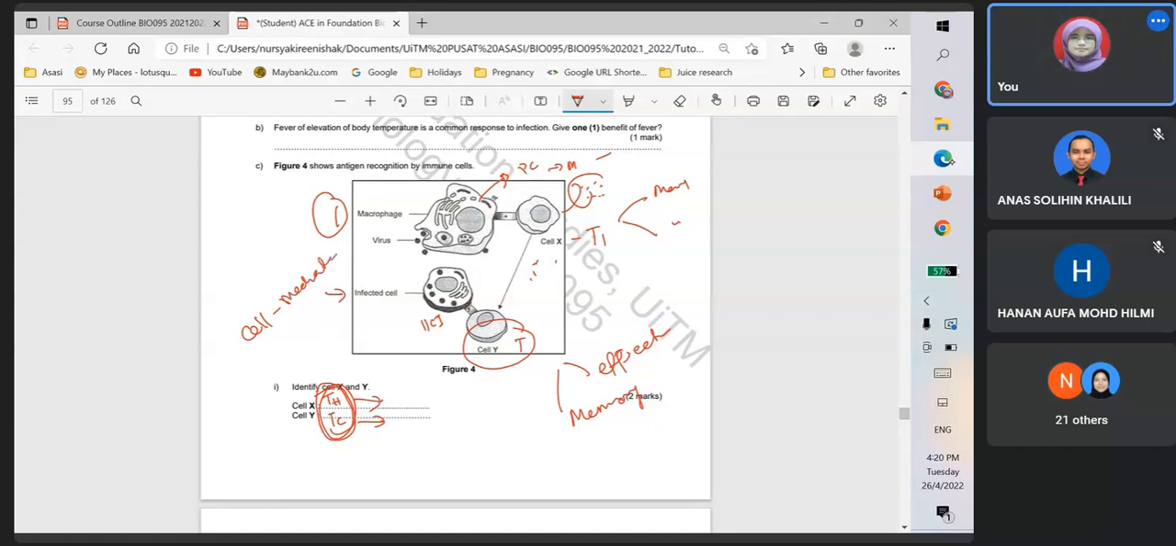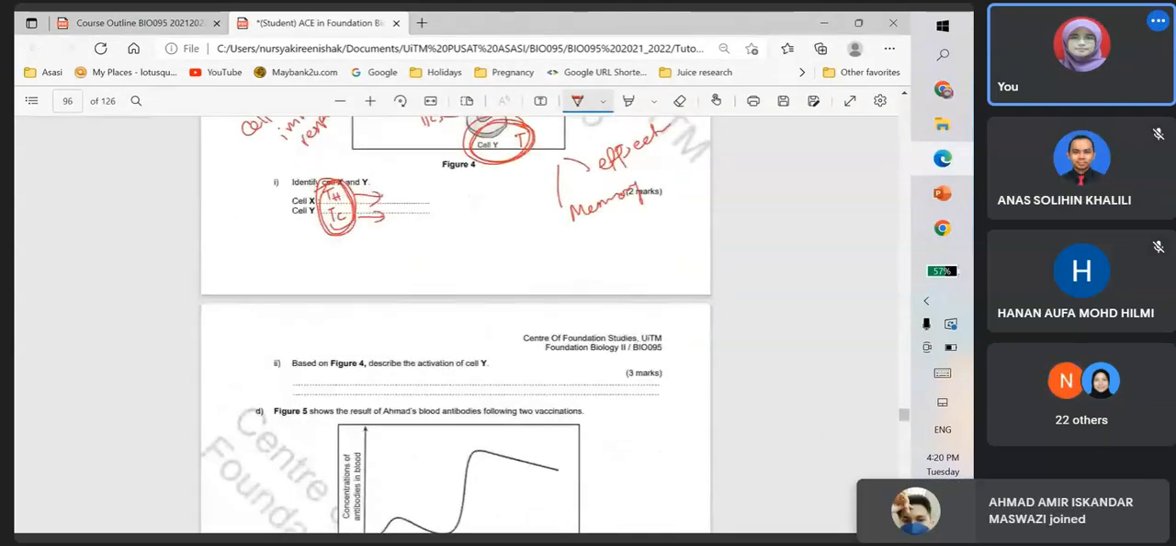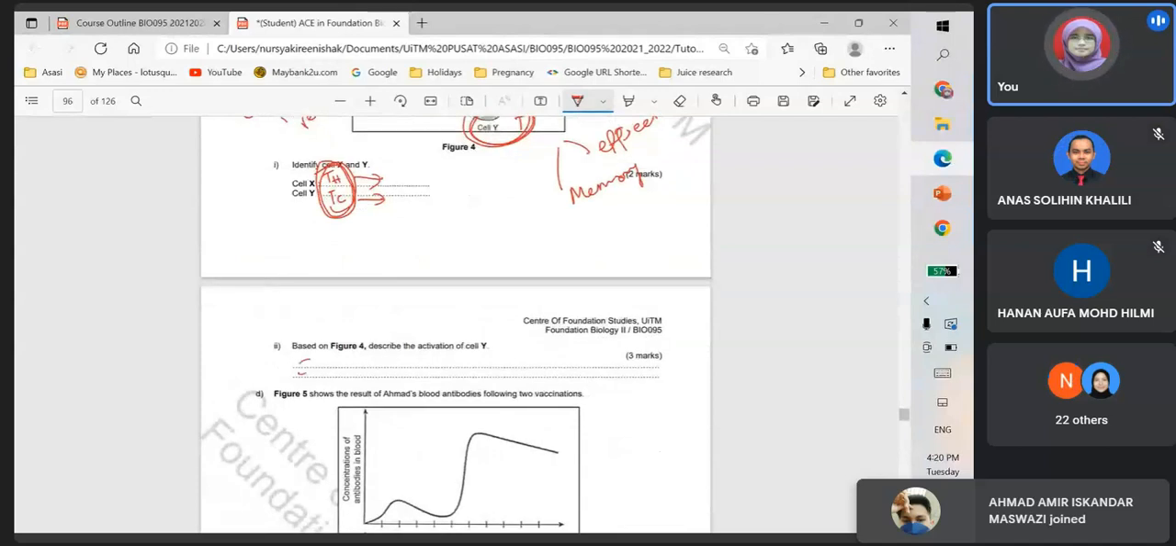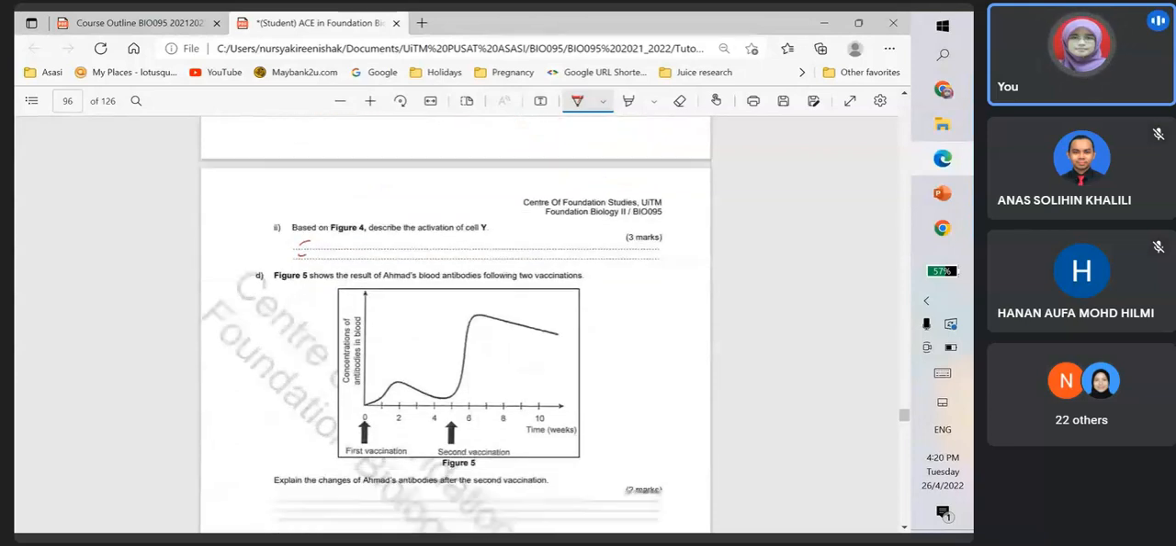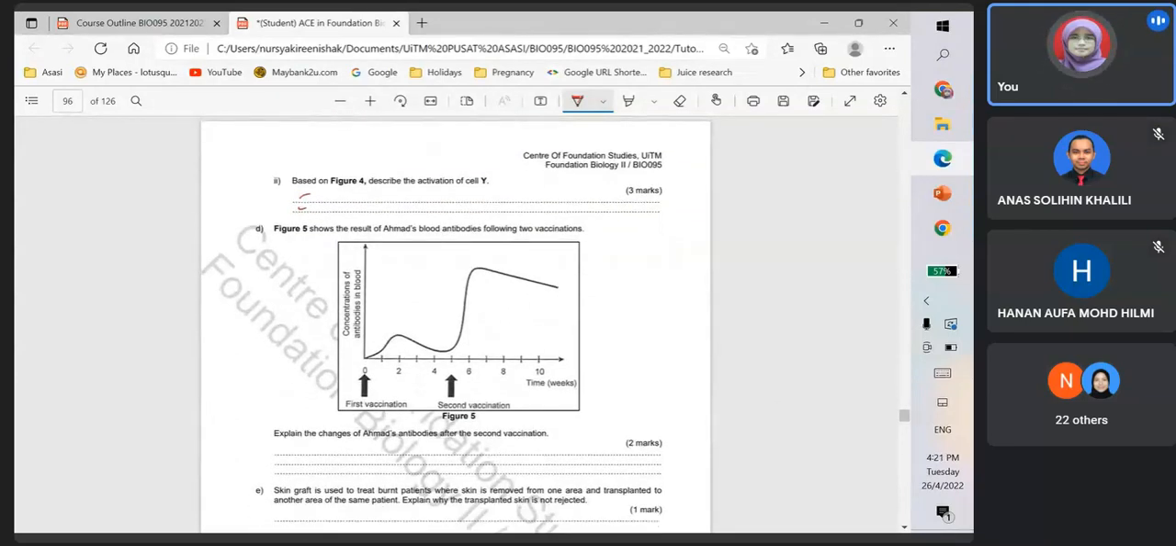So basically yang ini sebab dia melibatkan cytotoxic T cell, it involves the process of activation of cell mediated immune response. Sebab dia melibatkan cytotoxic T cell destroying infected body cell. Okay. So 3 markah. So awak kena cerita the full story which is explained by Hanan tadi tu. Okay. So next, Ishraf D.